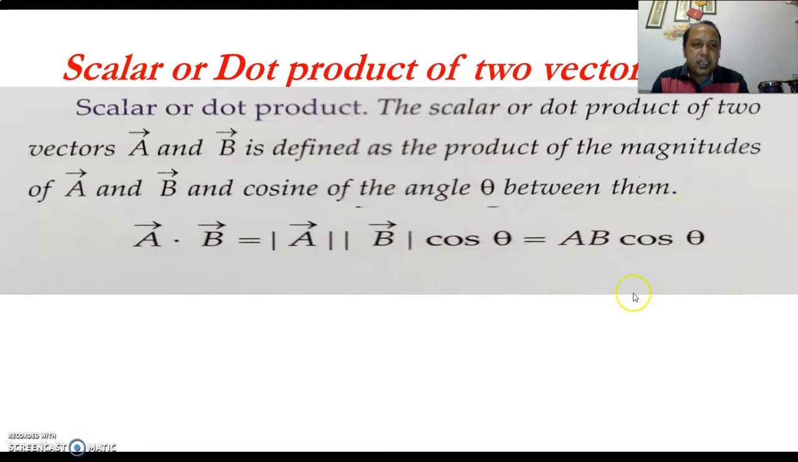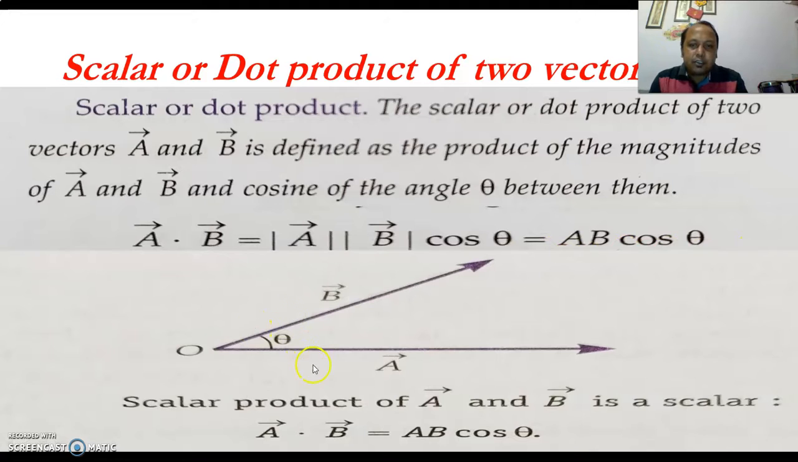You can see here in this case we are writing the magnitude only and it doesn't have any direction. So if it doesn't have any direction, that's why it is called scalar product, because when the 2 vector quantities are multiplied as a dot product, the result is a scalar quantity, which is AB cos theta. Let us see the diagram also.